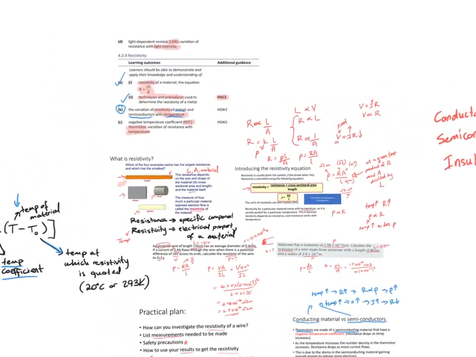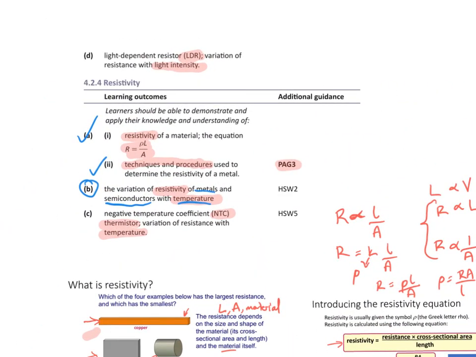So this is it for this lesson. Just going back quickly to the learning objectives. We talked about the light-dependent resistor in terms of light intensity and how we can use that. And we also spoke about the negative temperature coefficient of the thermistor as it varies with temperature. And we also looked at how resistivity varies in metals and semiconductors with temperature. If you have any questions, please write them down. We'll go through them in the lesson.